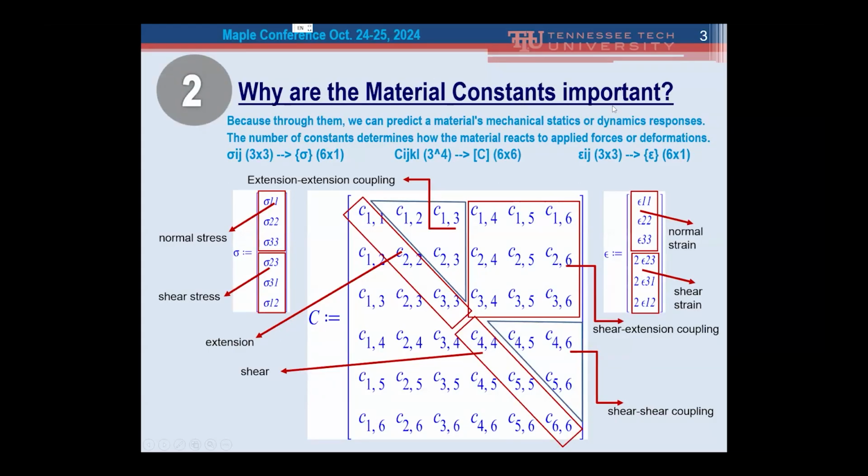So why are the material constants important? Because through them we can predict the material's mechanical statics or dynamics responses. The number of constants determines how the material reacts to the applied force or deformations. Let's say in the most general case, this is a full matrix. Because it is symmetric, you will have 21 independent material constants. That tells you if you apply a force in the X direction with a full matrix, all the constants are there, so you will generate 6 deformations. They're all coupled, so it's hard to predict.